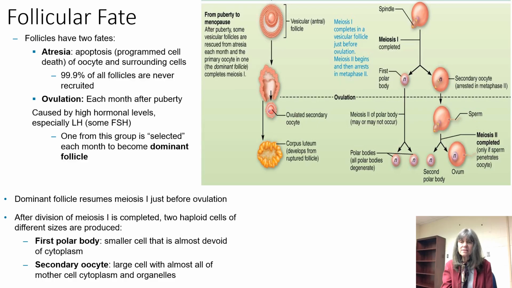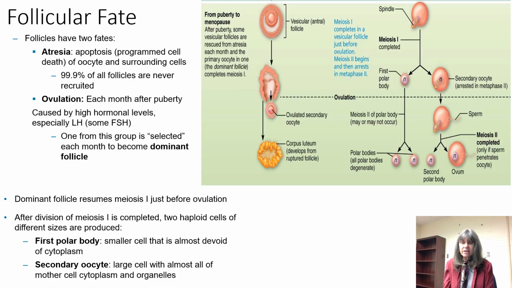And then once ovulation occurs, what happens with that first polar body is it may actually go through the process of meiosis 2, where it divides and the chromosomes split apart into sister chromatids, generating more polar bodies. It may or may not do that. Either way, all polar bodies are going to degenerate.